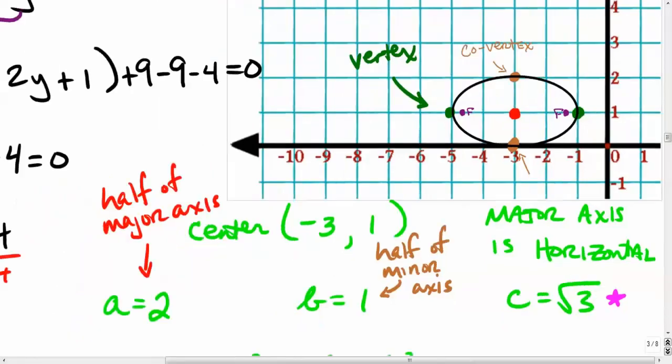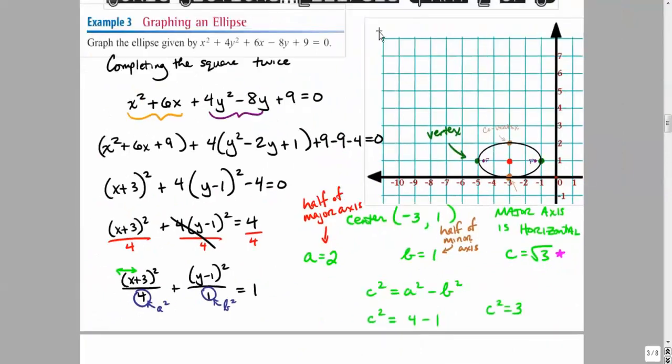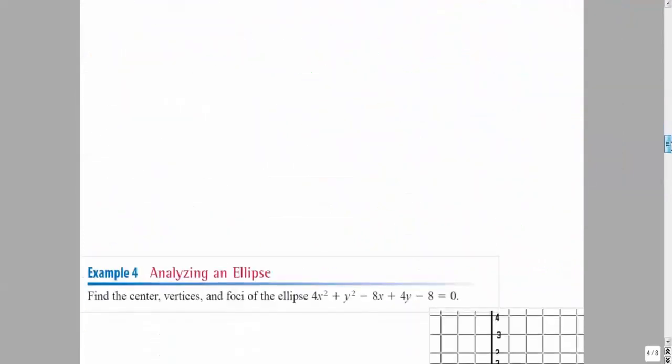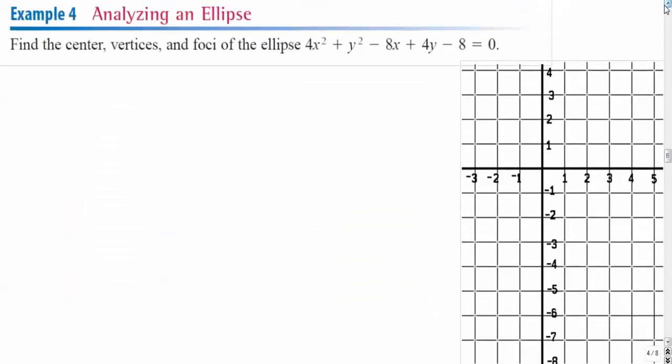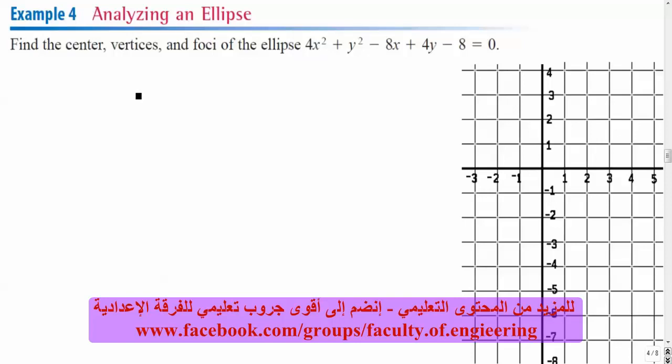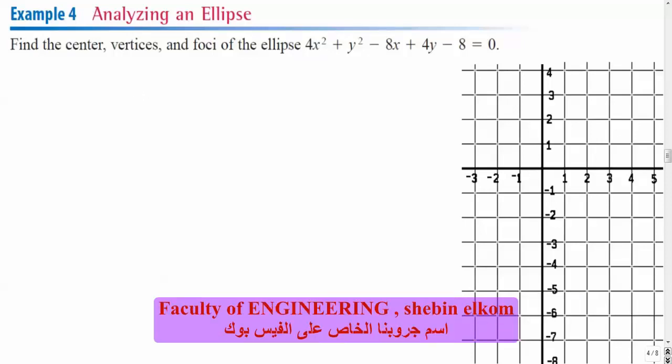Let's move on to the next example here. Example 4. In example 4, we're going to analyze the ellipse, and what that means is find the center, the vertices, the foci, and graph this thing. So let's do this. If you want to pause it and give it a shot, you can. If not, that's okay too. Like I said, I'm going to follow this example up with a few other points and then allow you to actually practice 4 on your own.